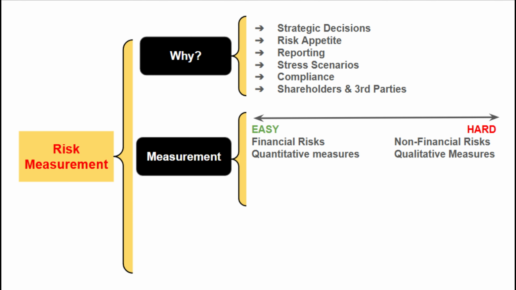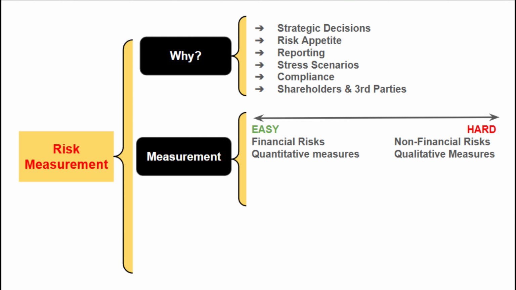The main determinant for ease of measurement is whether there are objective measures of risk available. For example, measuring settlement risk is fairly straightforward as it is the sum of value of contracts due for settlement on a particular value date. But there is no such equivalent for reputational risk, which makes this type of risk extremely difficult to measure.